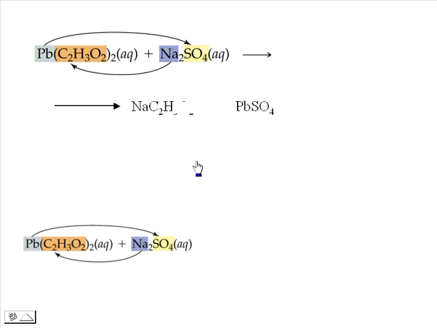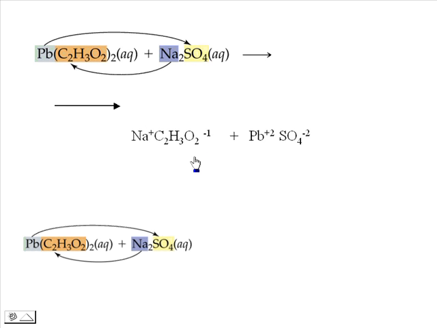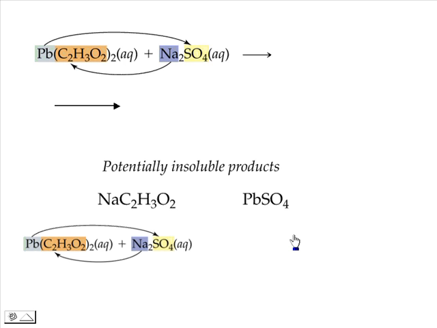You bring 1 ion of each over to the product side. This represents the product side. And then put each of them with charges. So here they are with charges. And then crisscross them to make a balanced compound. These are your balanced compounds.